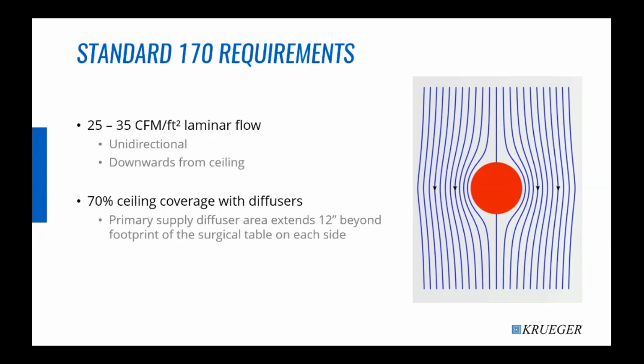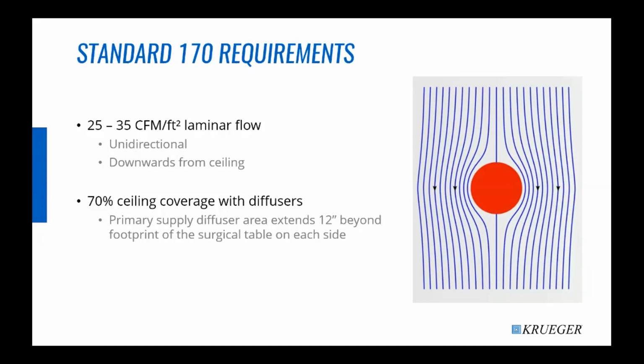For example, a laminar diffuser handling 240 CFM that measures 2 by 4 on the face will provide about 30 feet per minute nominal velocity. 240 divided by 8 equals 30.